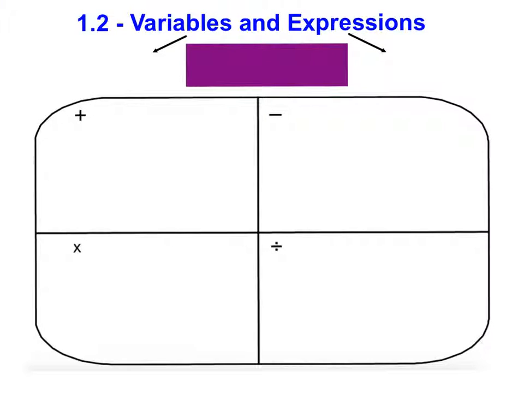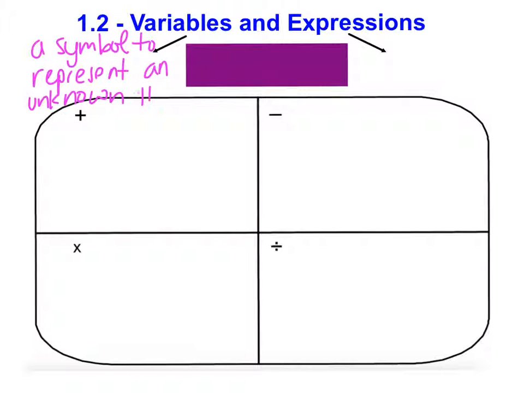So today's lesson is section 1.2, variables and expressions. And before we begin even, we're going to define what a variable and what an expression is. Most of you should know this because we talked about it yesterday, but a variable is a symbol used to represent an unknown number. Basically it's just the letters you see. X is most common, Y, Z, and so on.